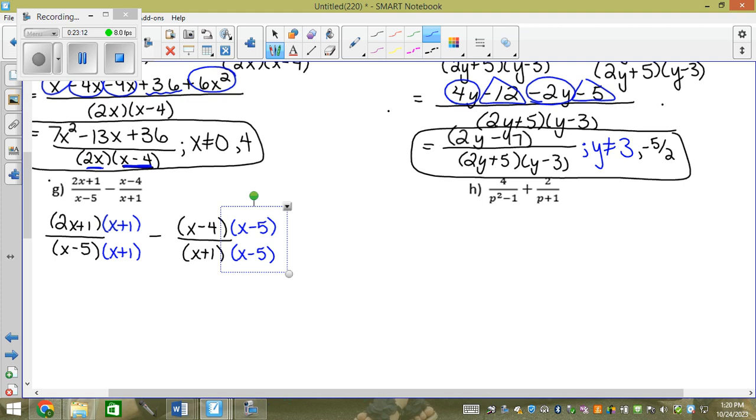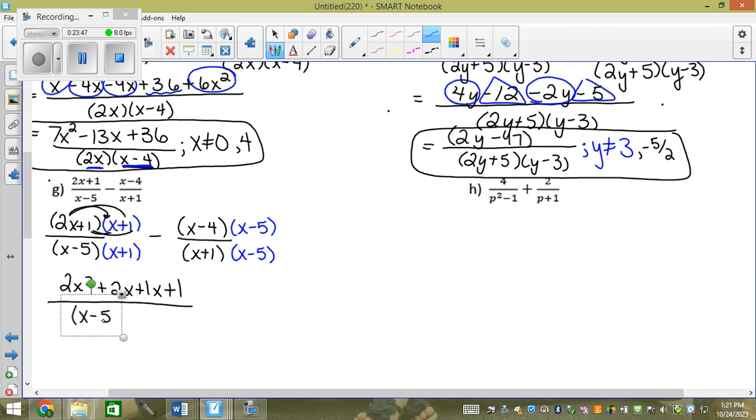And so we get 2x squared plus 2x plus 1x plus 1. Do I expand my denominator? Do I put together my denominator? No, no. We don't put the denominator together because if we put it together, we're going to have to do product sum to get it back apart. So we get x minus 5, x plus 1. And along our left-hand side, we should have equal signs running down it, right? Make sure you have those.